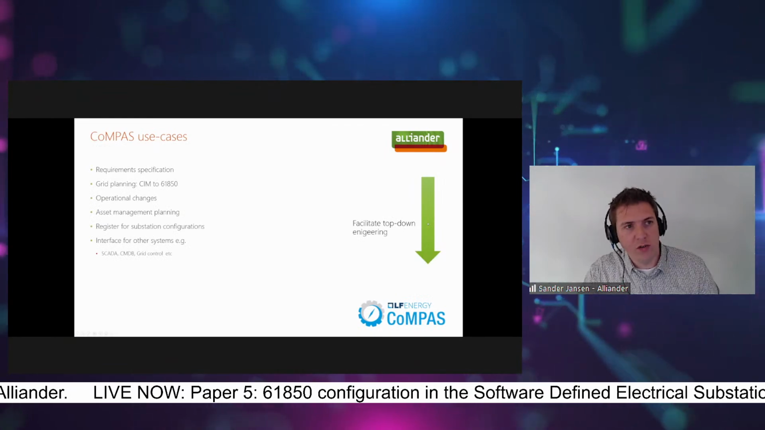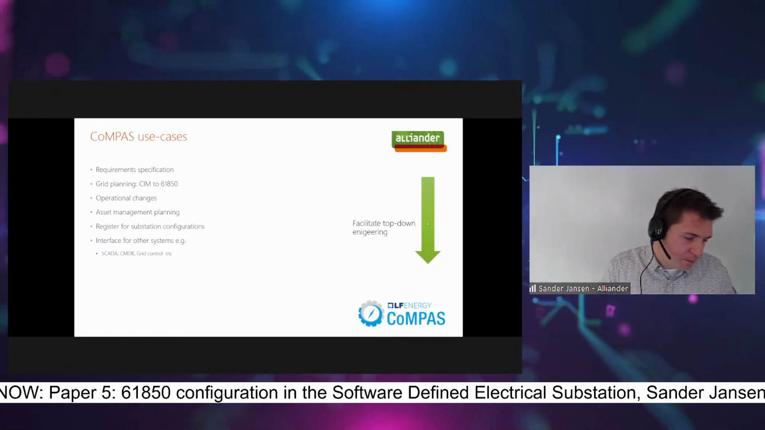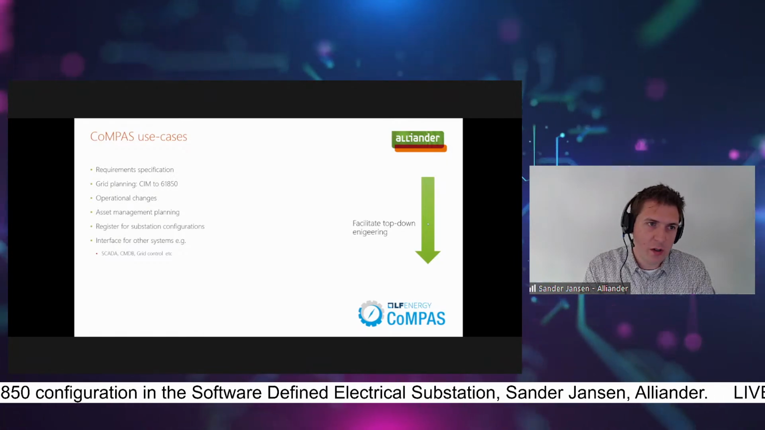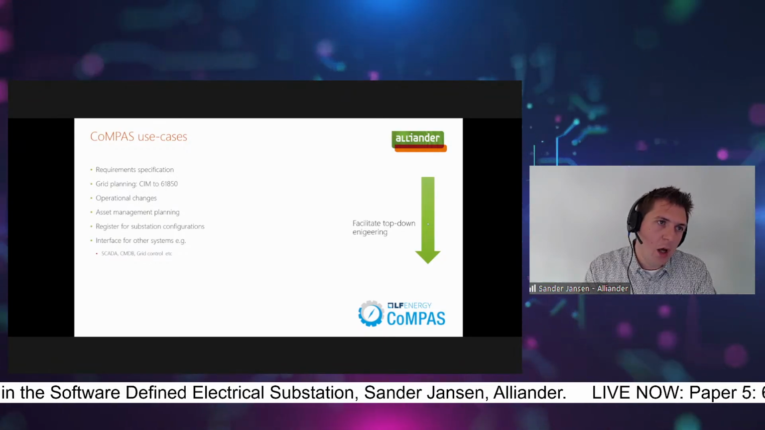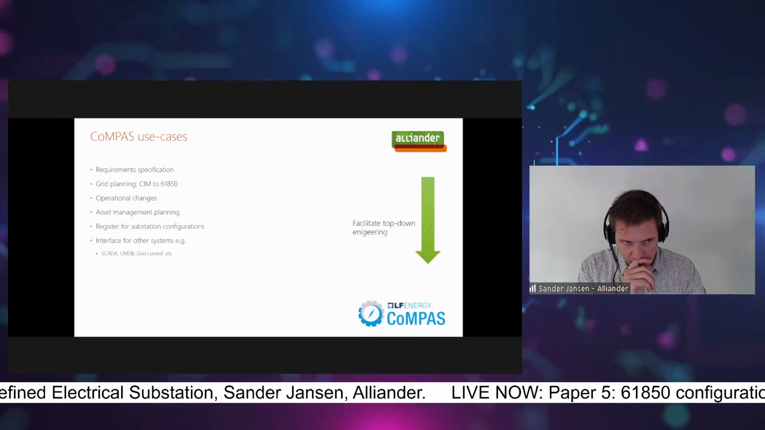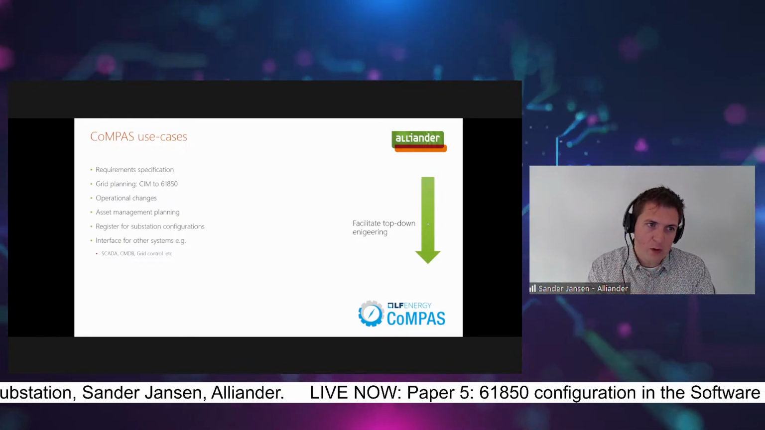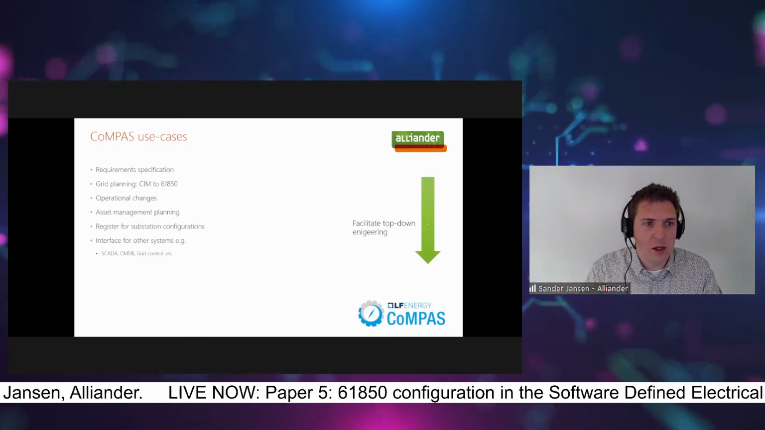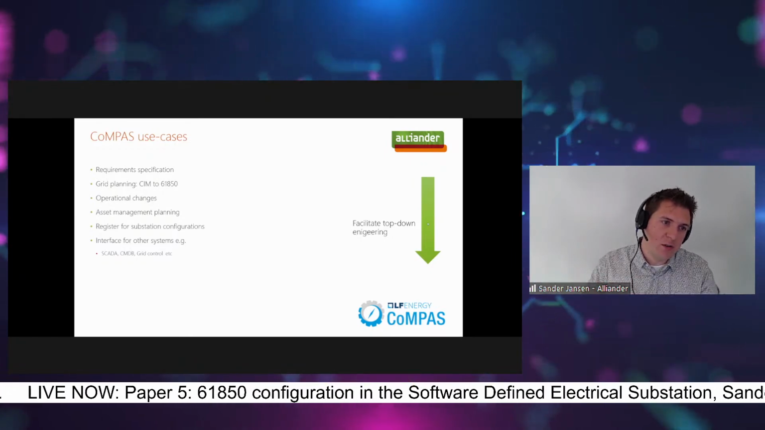So what use cases do we have in mind with Compass? We want to allow requirement specifications for the substation in the tool by using 61850 as well. Grid planning: I will come back to that later, but we want to convert from CIM to 61850. We want to support operational changes. So you say, I want to change something in the substation, so what changes need to be made? We want to facilitate that.